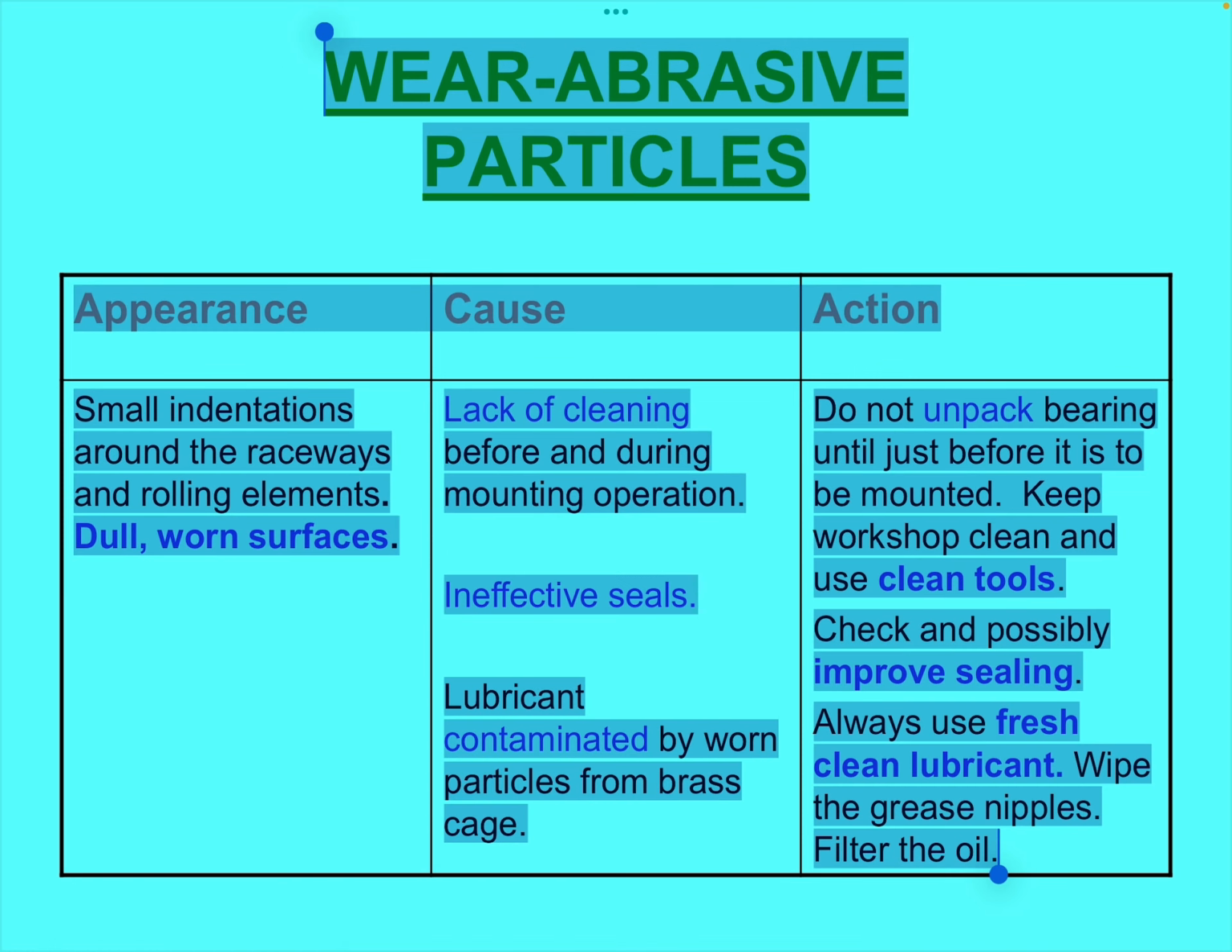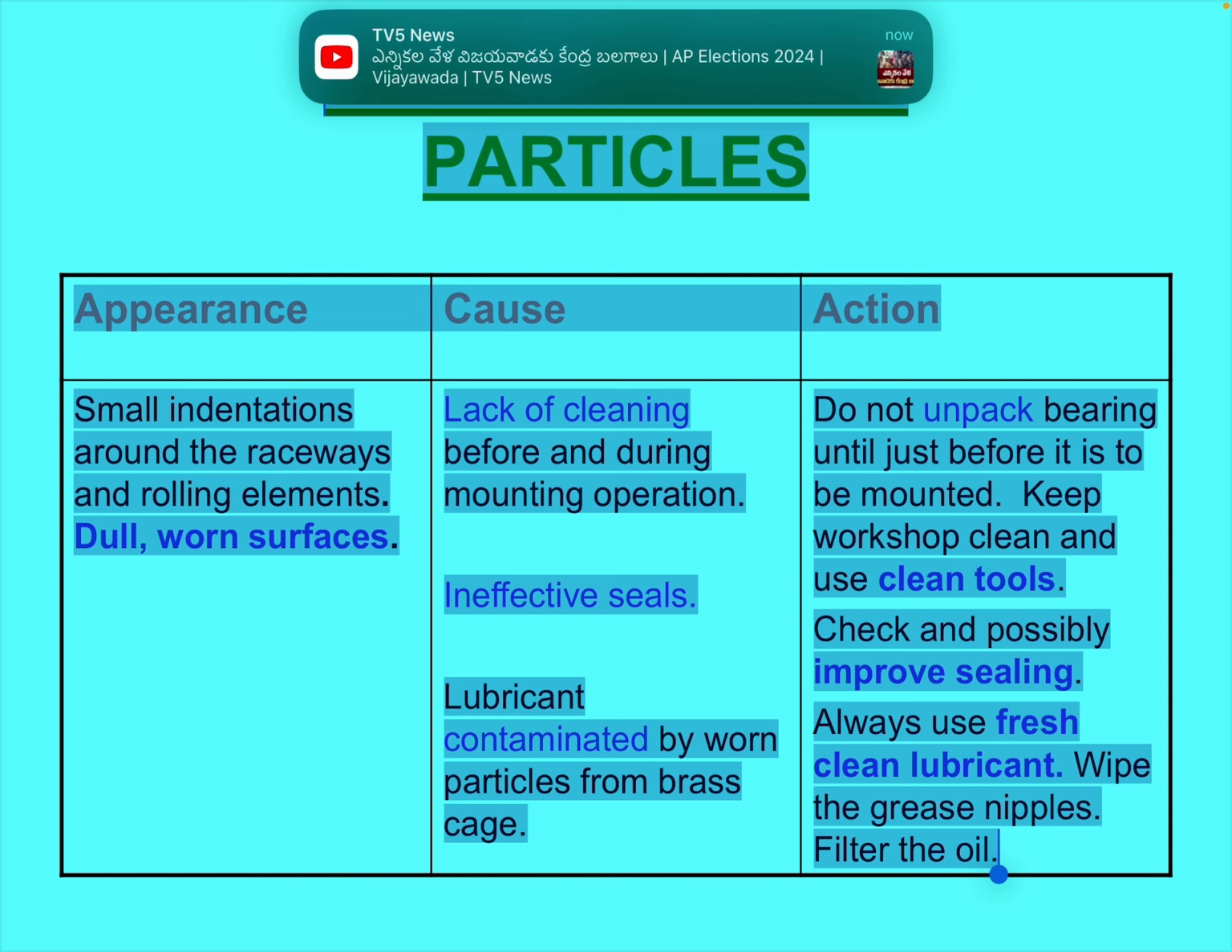Abrasive particles. Appearance: small indentations around the raceways and rolling elements, dull, worn surfaces. Cause: lack of cleaning before and during mounting operation, ineffective seals, lubricant contaminated by worn particles from brass cage.